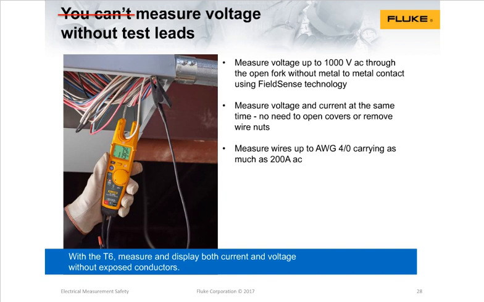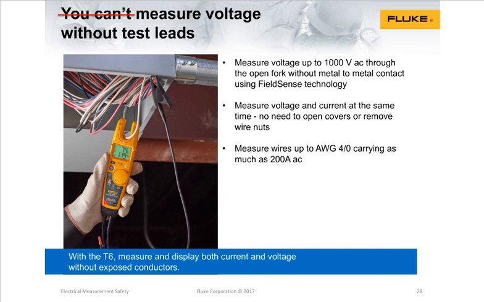This is innovation at its best. This is a product that's brand new. We're just now introducing it to the market, and it's called the T6. In the past, you would need to measure voltage with test leads. With this product, you don't. You can measure both current and voltage, and on the different models you can get that on the display of the instrument without making an active connection to the conductor.